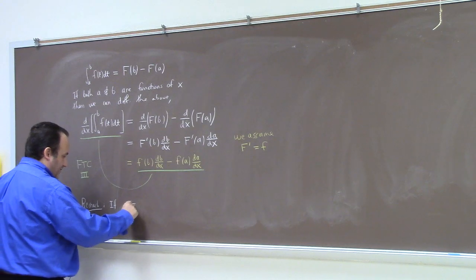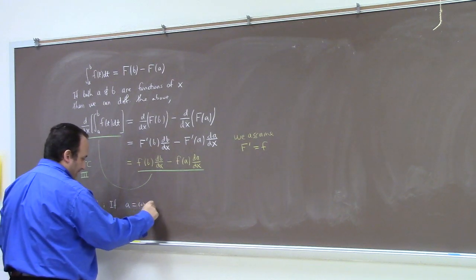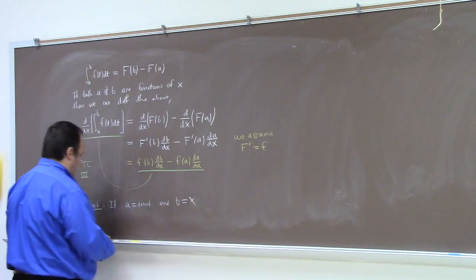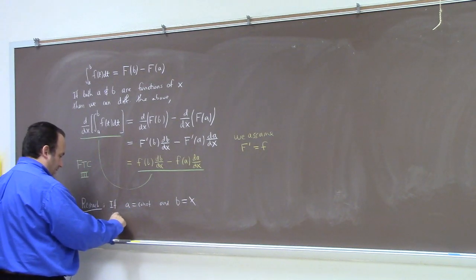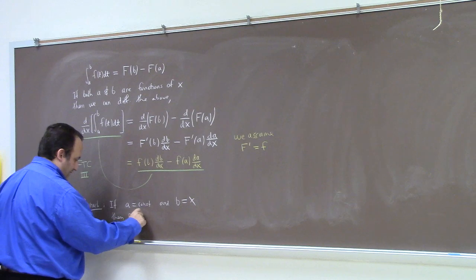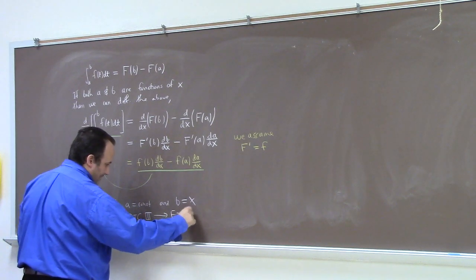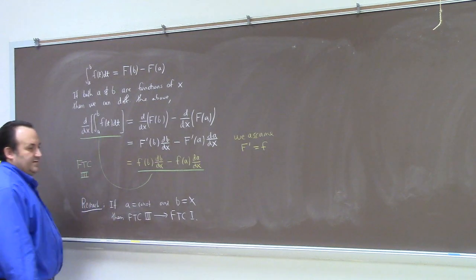If A equals a constant, and B is equal to x, then FTC III becomes FTC I.